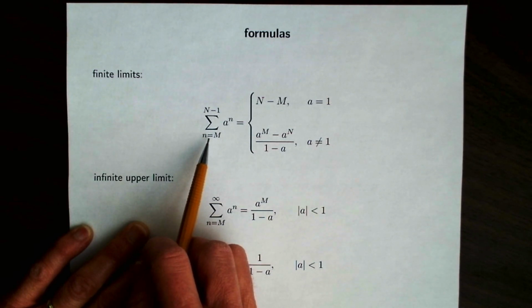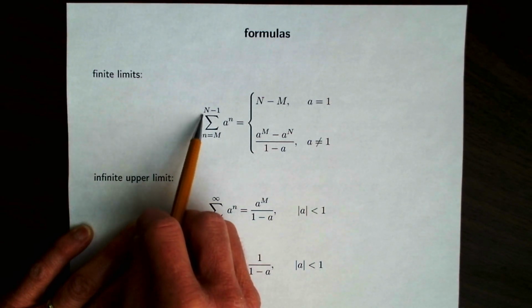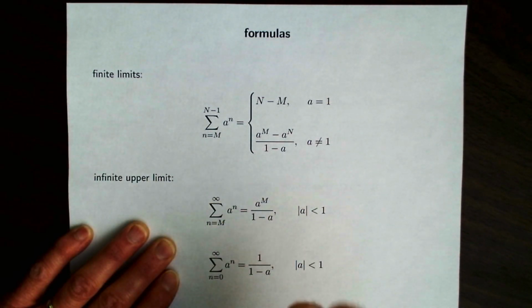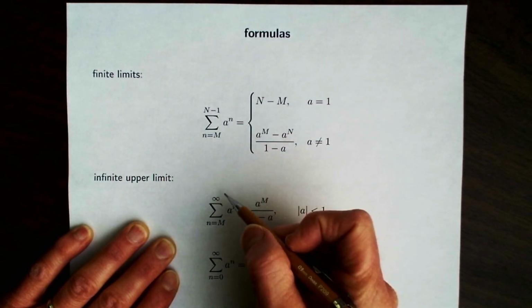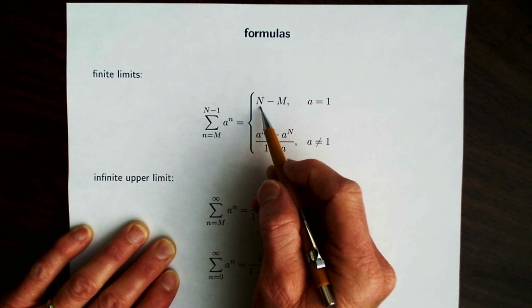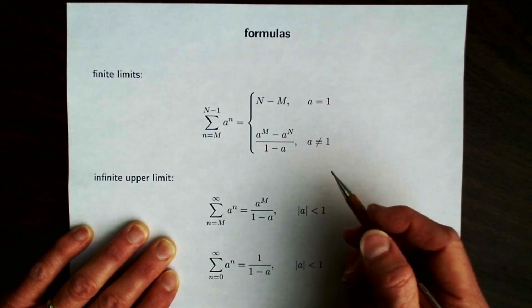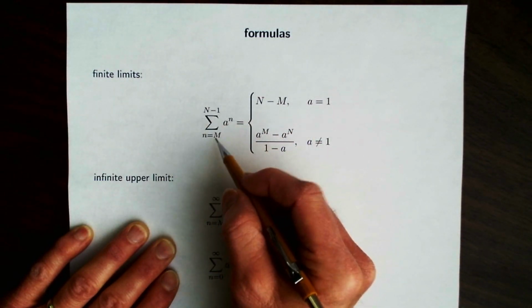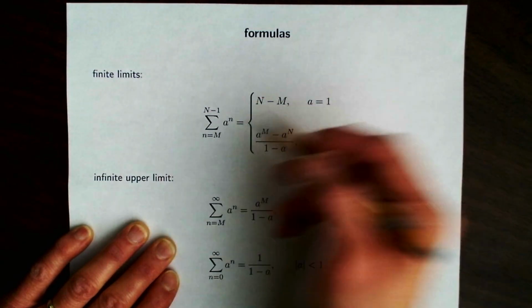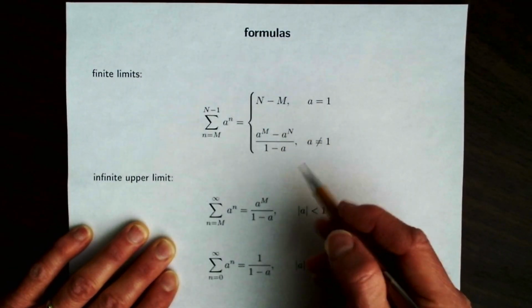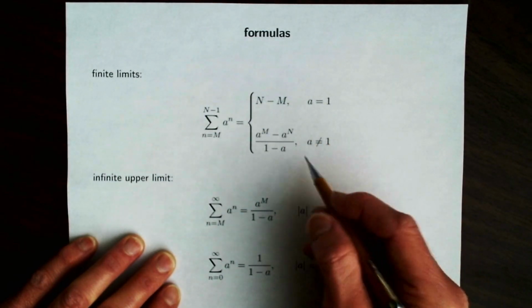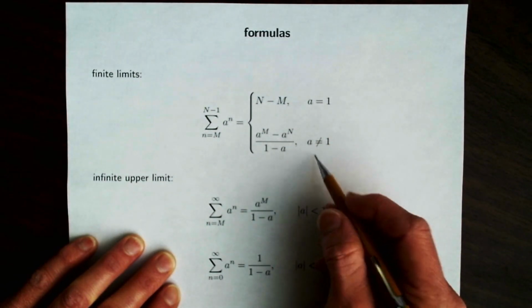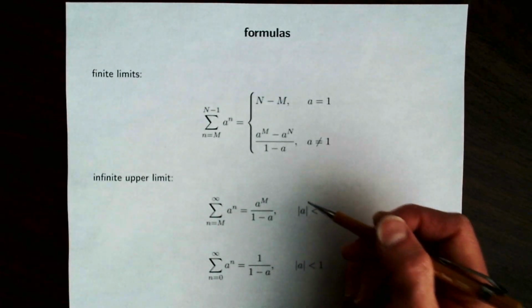So in that case, if you just count the number of terms between m and n minus 1, endpoints included, that turns out to be n minus m. It's n minus 1 minus m plus 1, and then the plus 1 cancels the minus 1. So we're just left with n minus m for that special case. And then for the case when A is not equal to 1, let's take a closer look.